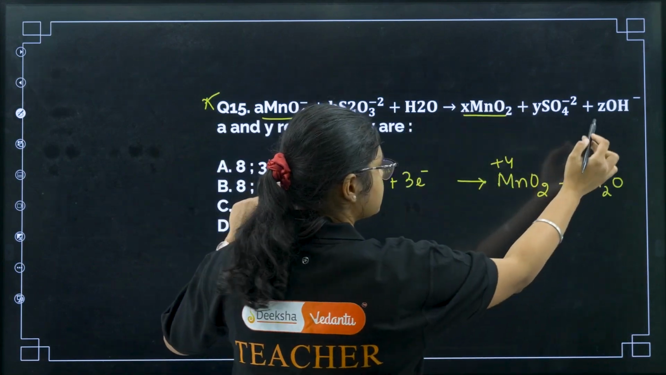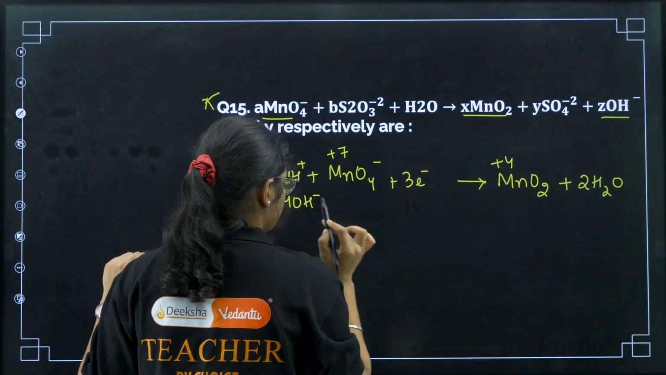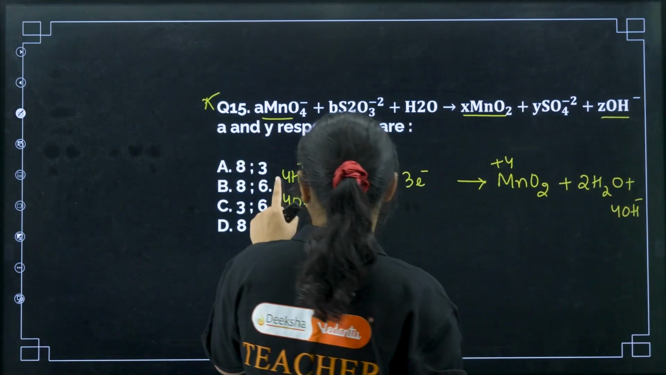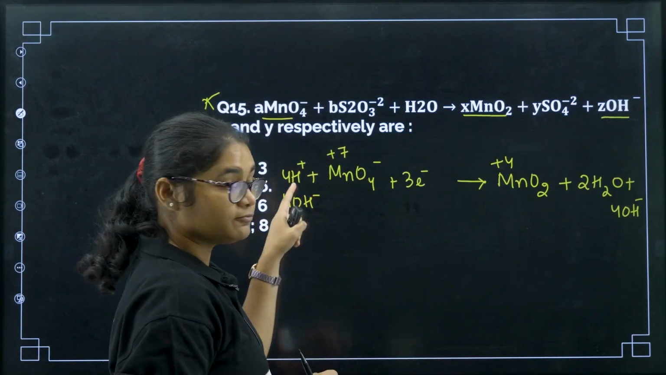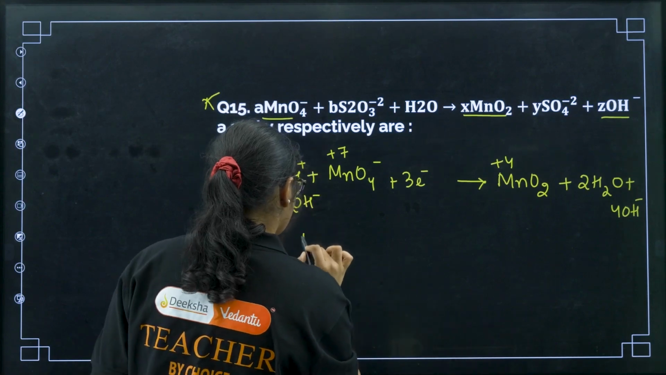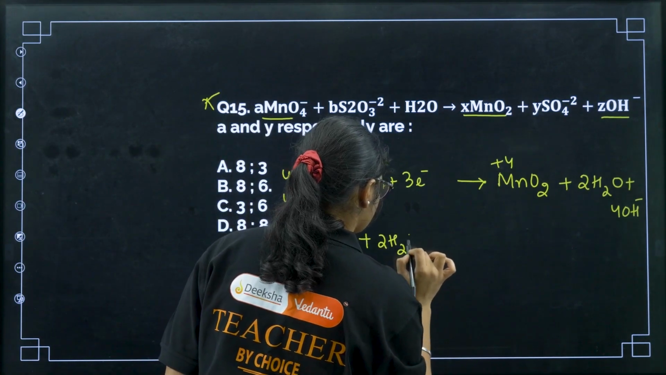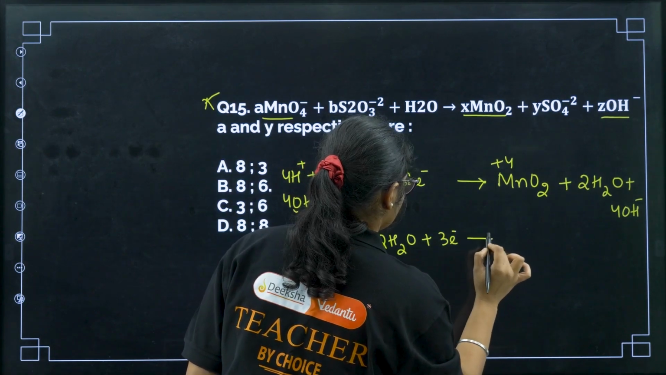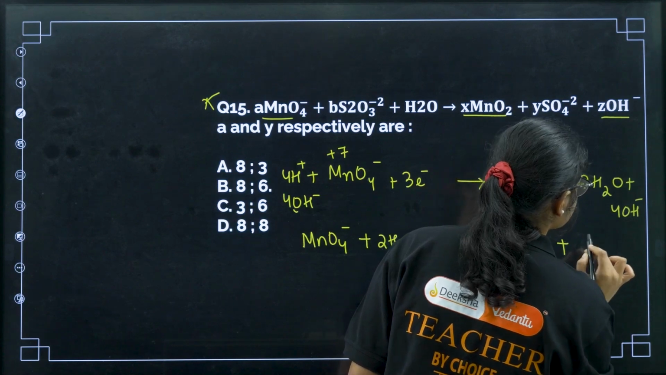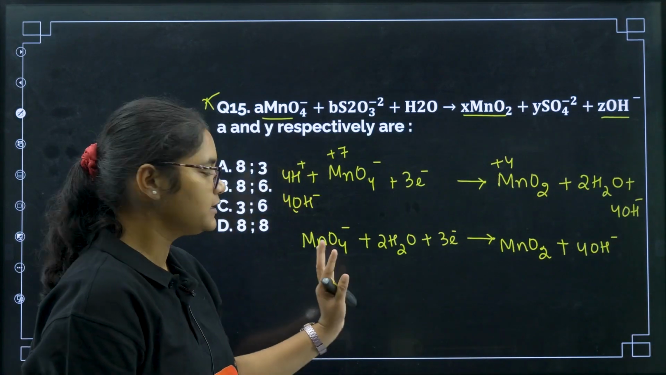Now you see this is a basic medium, right? So if you have added 4H plus, you have to immediately add 4OH minus on both the sides. So now 4H plus 4OH minus will be 4 water. 4 water minus 2, if you subtract, you will get 2 water. So what I will get, MnO4 minus plus 2 water plus 3 electrons will give me MnO2 plus 4OH minus. This is the first part of the reaction balanced.